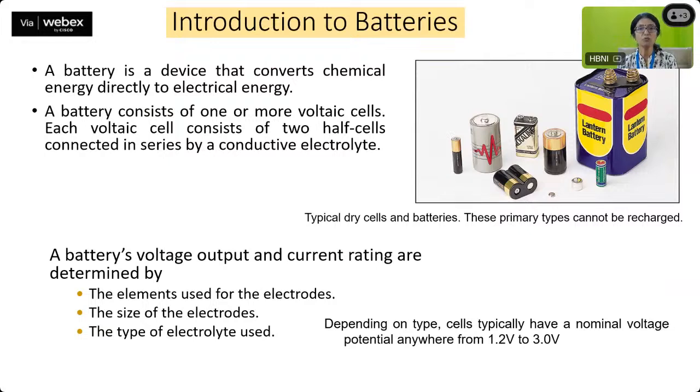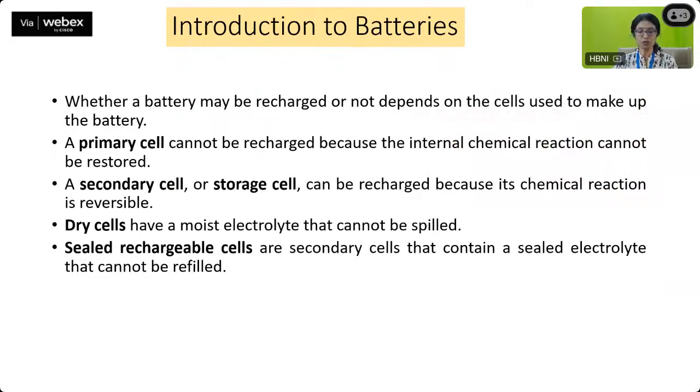A battery consists of one or more voltage cells. Each voltage cell consists of two half cells which are connected in series by a conducting electrolyte. Now there are dry cells and batteries, and these are generally primary type of batteries which cannot be recharged. So how do you determine the voltage output as well as the current rating of a battery? This is determined by the elements which are used as the electrodes, the size of the electrodes, and the type of the electrolyte you are using. Depending on type, cells typically have a nominal voltage potential which is anywhere between 1.2 volt to 3 volt.